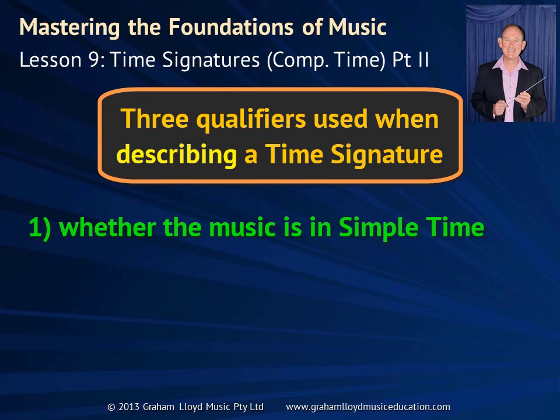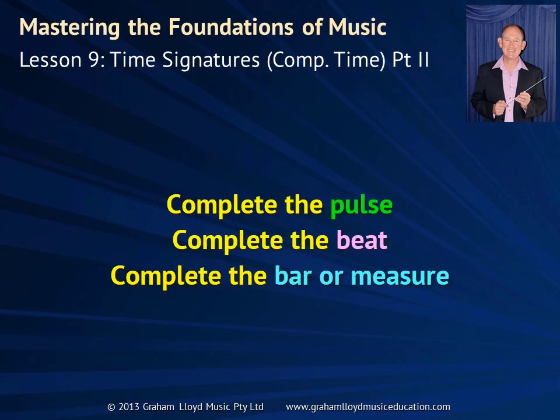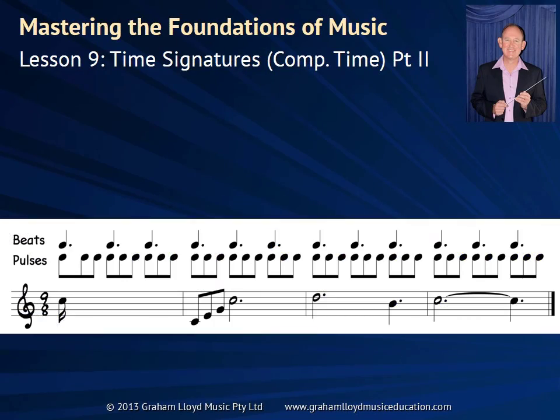The first of these must now delineate between simple and compound time. Complete the pulse, complete the beat, complete the bar or measure. Let's put this phrase into action in compound time. Here we have a short fragment of music written in the compound triple time signature of 9/8 with dotted quarter note beats. The first measure has only 1 short note on the first beat, and so I have to complete the measure with rests to match the time signature.